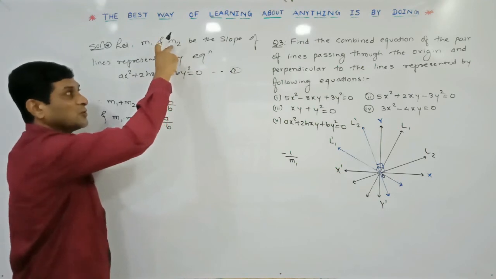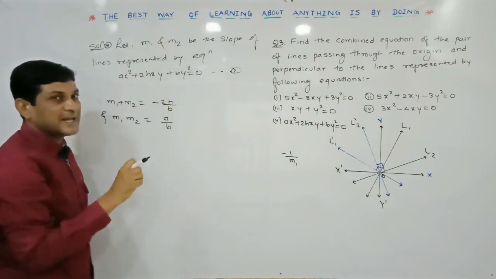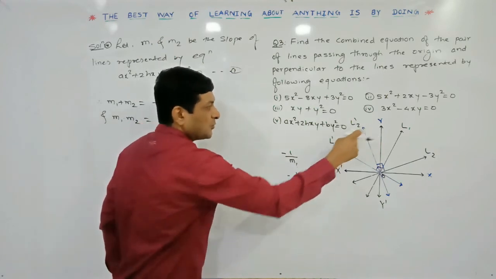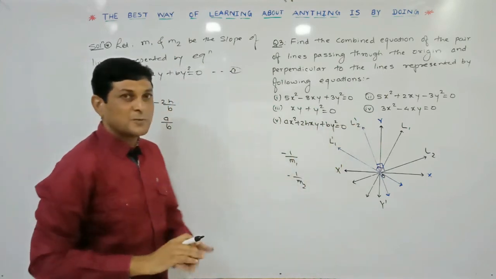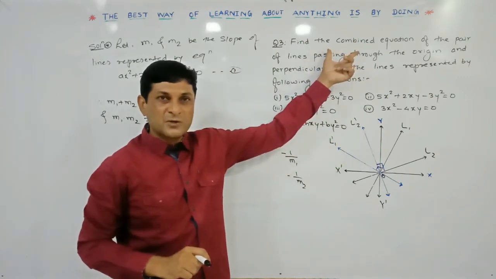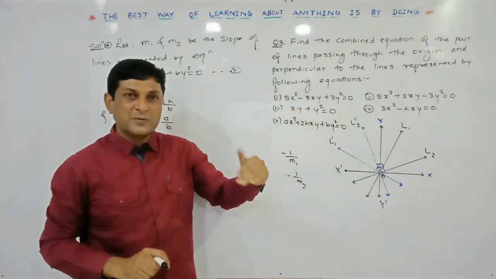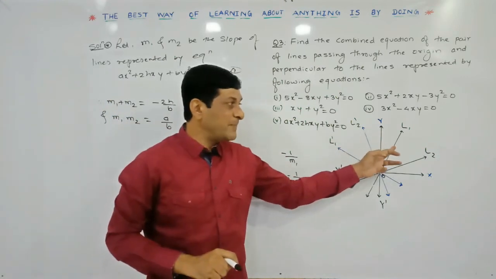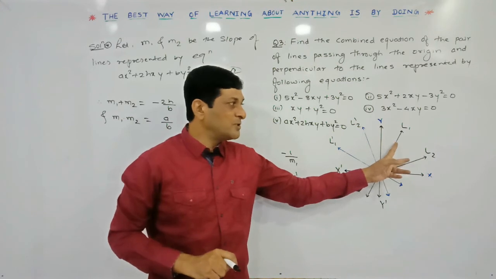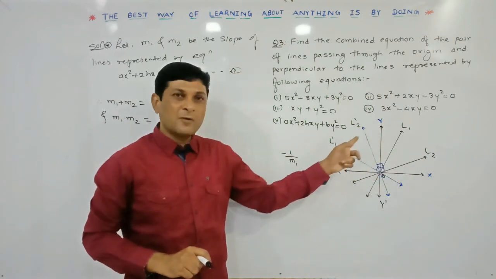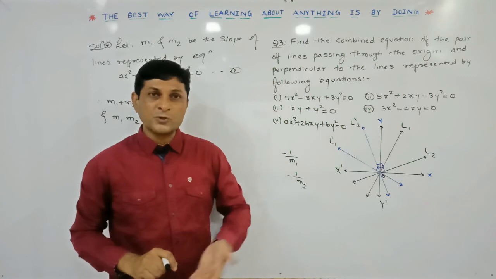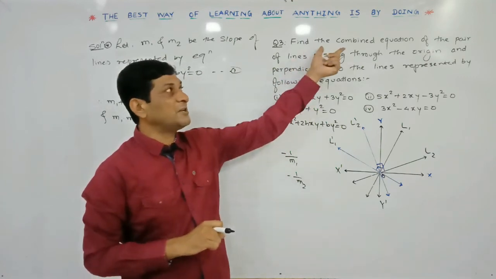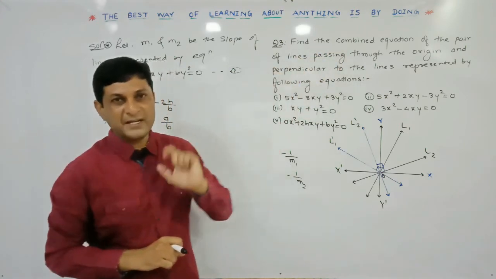In the same way, the slope of the line perpendicular to the second line having slope m2 is minus 1 upon m2. Means we are finding the slope of these two lines. Why are we finding slope? Because we have to find the combined equation of these lines, and to find the combined equation, first we have to find the equation of both lines. Our required lines are perpendicular to these lines. From the slopes of these two lines we will get the slopes of our required two lines. From these slopes we are able to find the equations, and once the equations are known to us, taking their multiplication we will get our required combined equation.